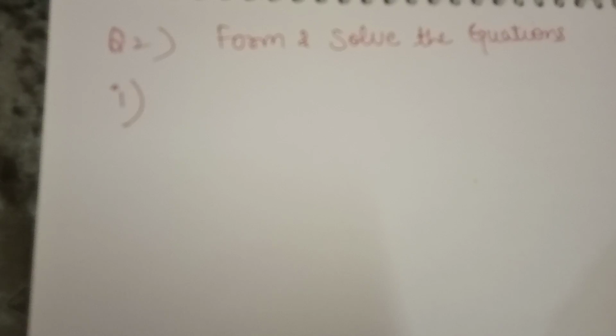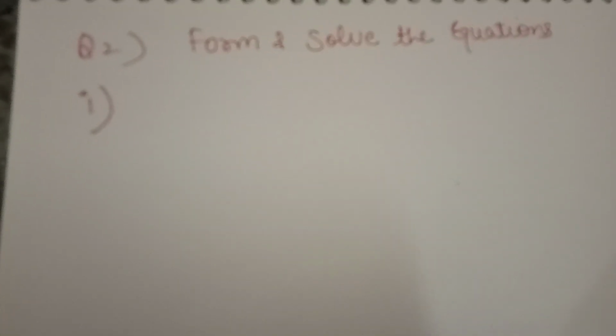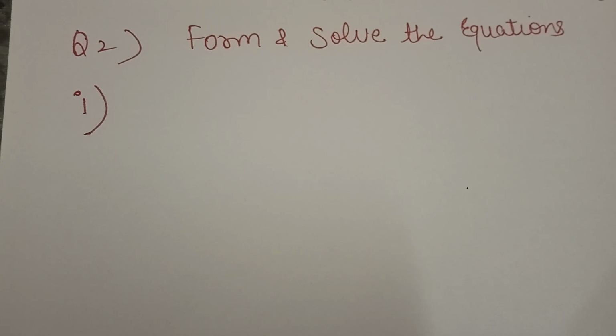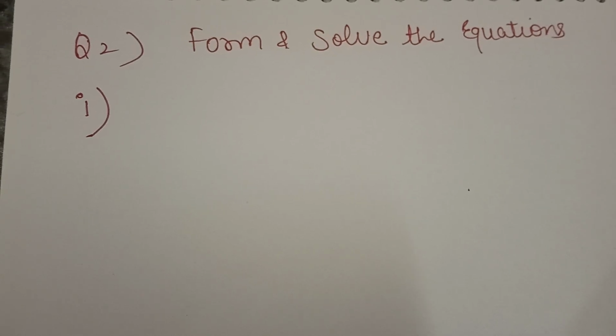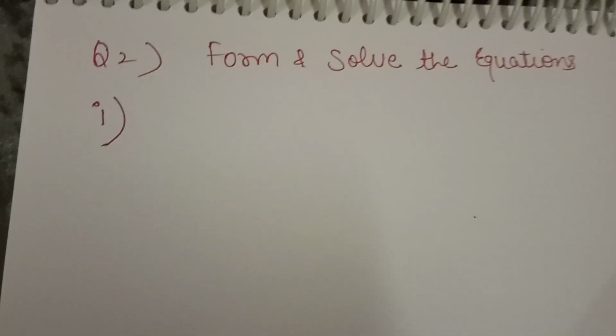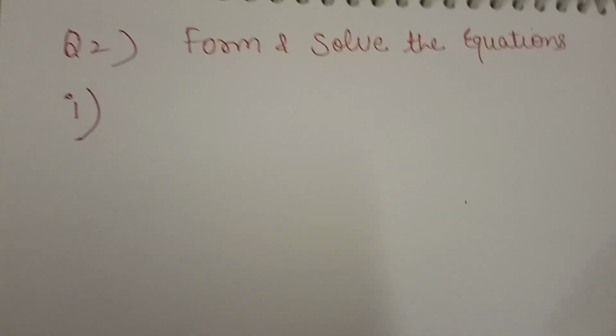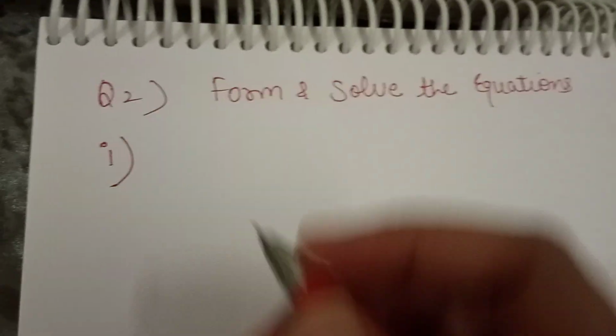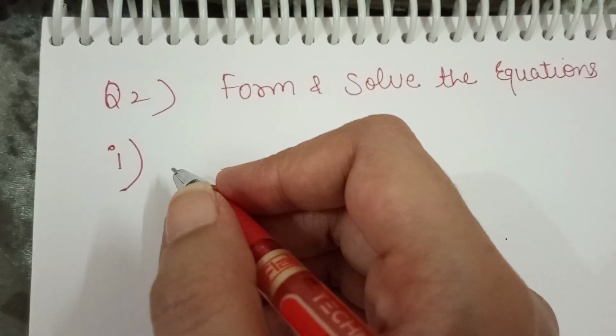Ritu can row downstream 20 kilometers in 2 hours and upstream 4 kilometers in 2 hours. Find her speed of rowing in still water and speed of current. So main answer which they are asking, the same thing we have to let always. So what are they asking? Speed of rowing in still water.